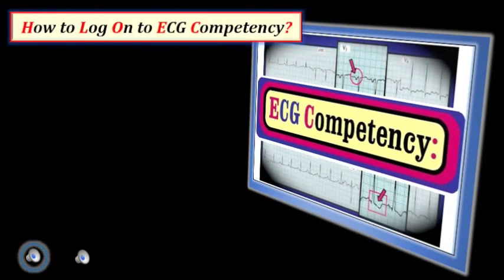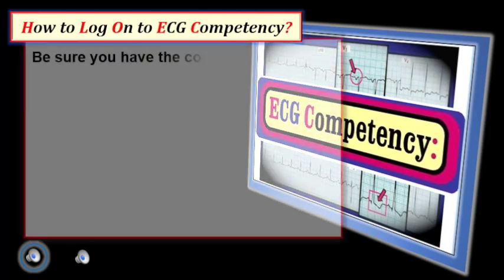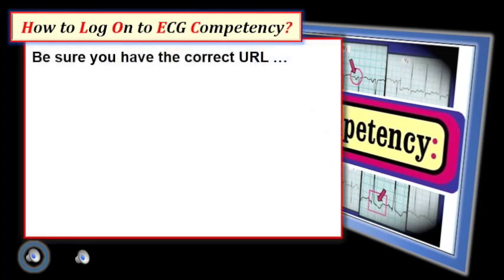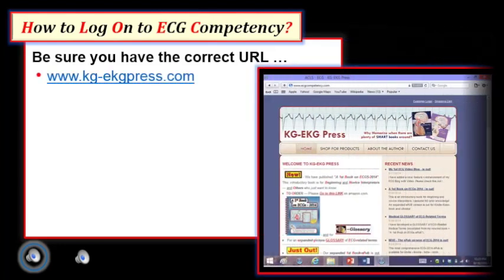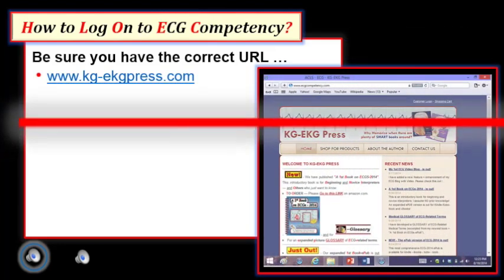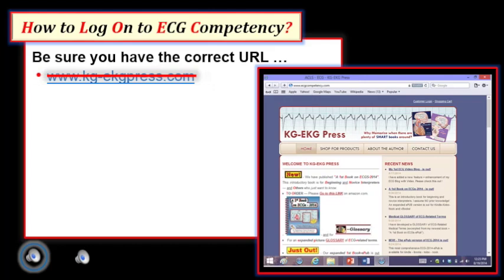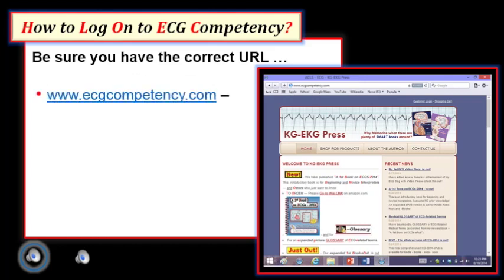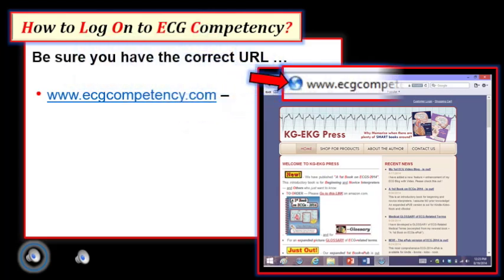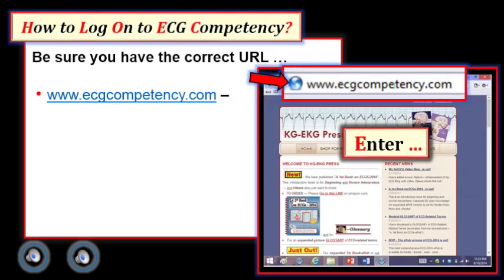How then to log on to the site? The first priority is to be sure you have the correct URL. Do not try to log in from my ECG Press website or from my ECG blog. Instead, you want to go to www.ecgcompetency.com, which we now see written as the URL destination. Press Enter, and your screen should now look like this.